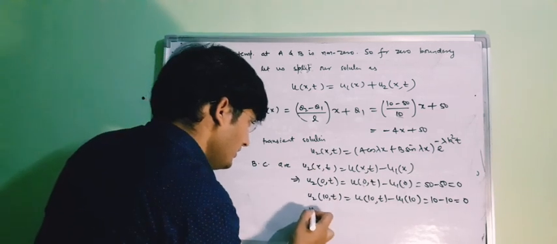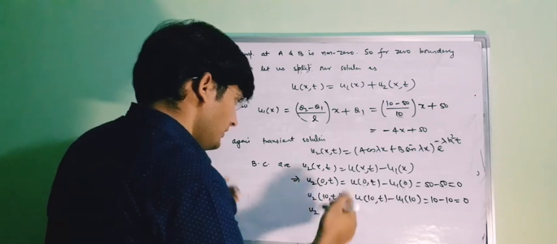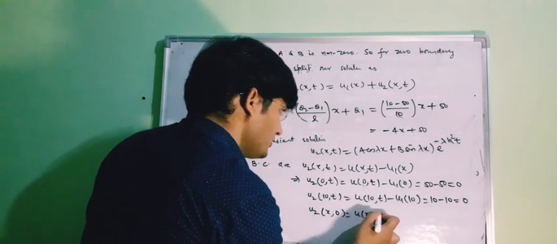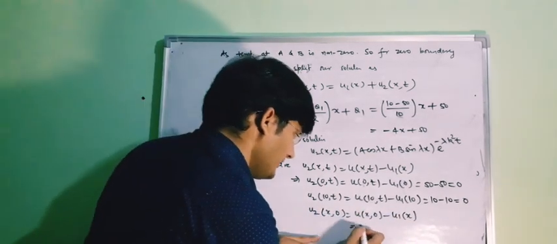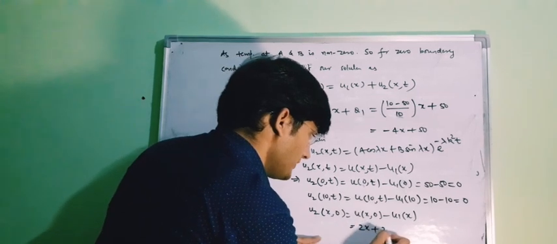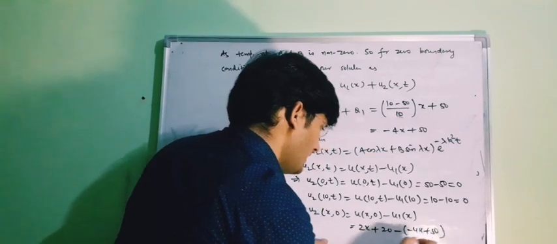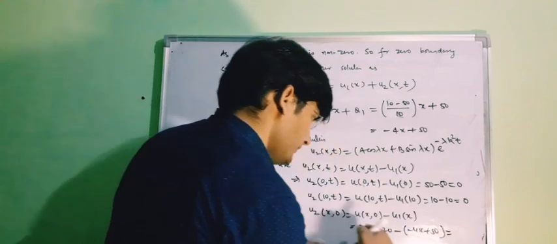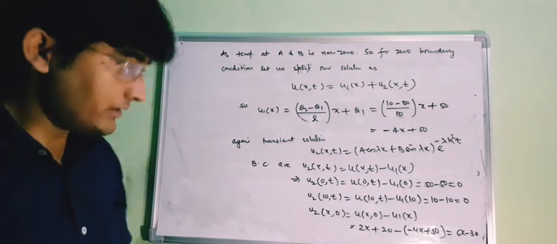Then for u2, when the time is 0, that means the initial temperature, this was 2x plus 20. Now it is minus 4x plus 50. So that means it is equal to 6x minus 30. So this is our 6x minus 30.